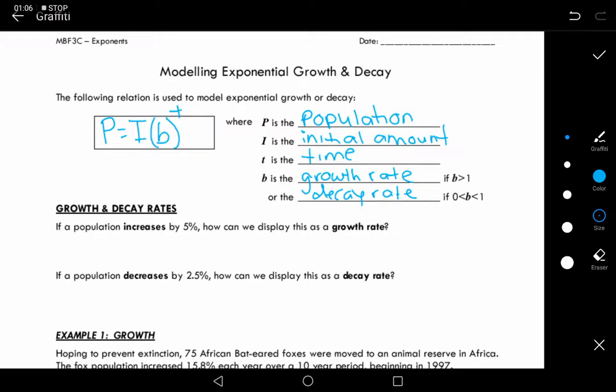So again, remember what this means is that B is between 0 and 1, and for B to be between 0 and 1, that means it's a fraction or a decimal. Okay, so growth and decay rates.